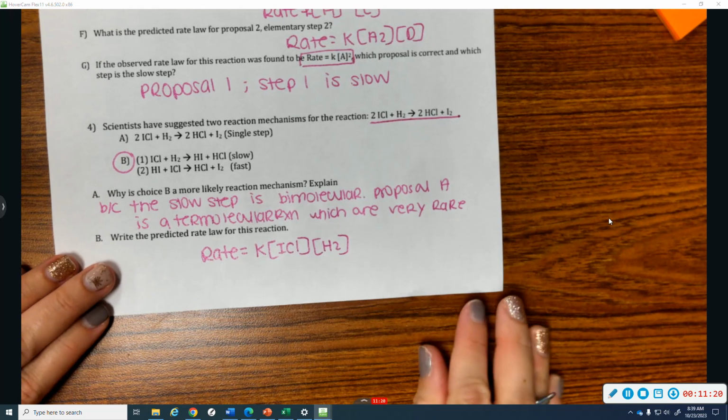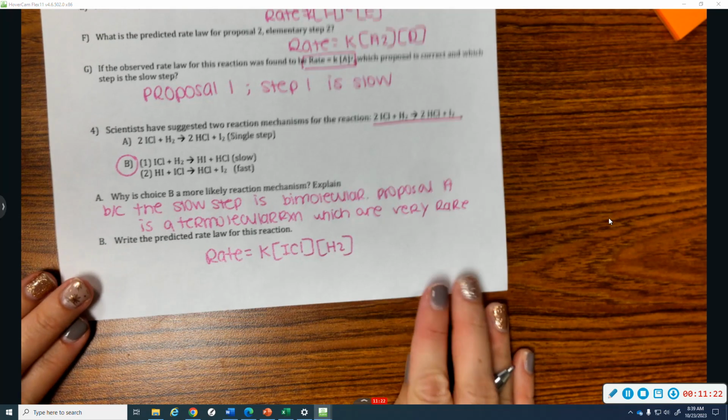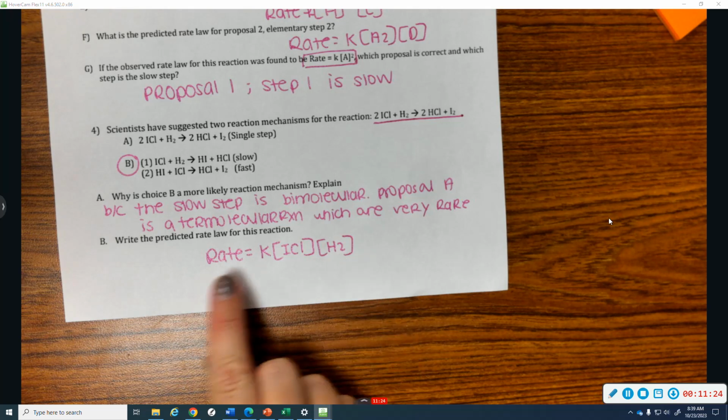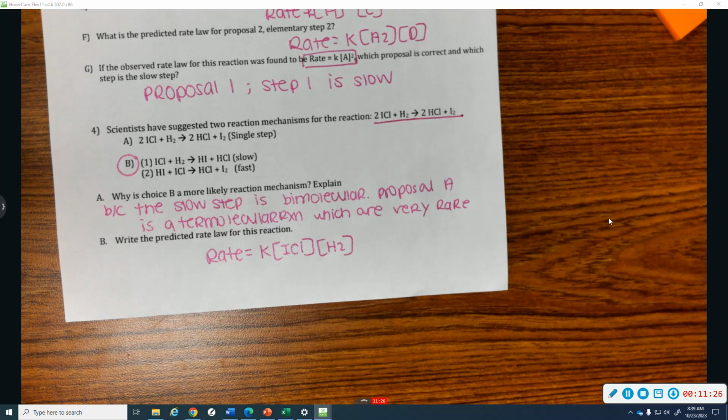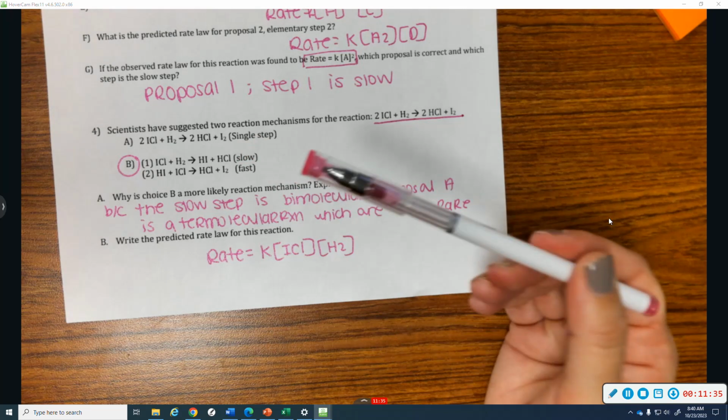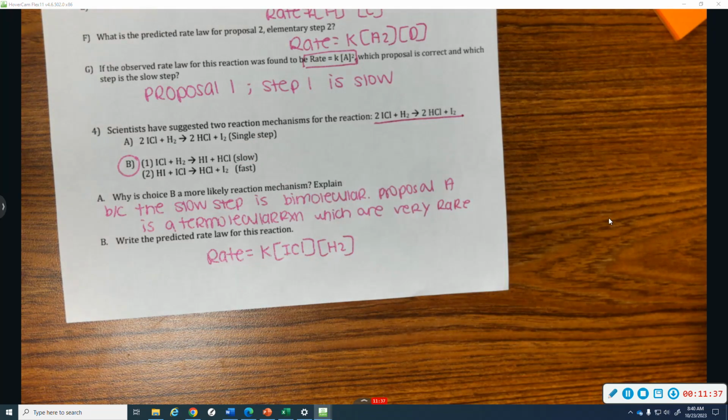So I hope this video is helpful in helping you figure out how to write a rate law for a reaction from steps. My next video, the steady state approximation, will go over how you write the rate law when the fast step is first and the slow is second, because that's a little bit different.